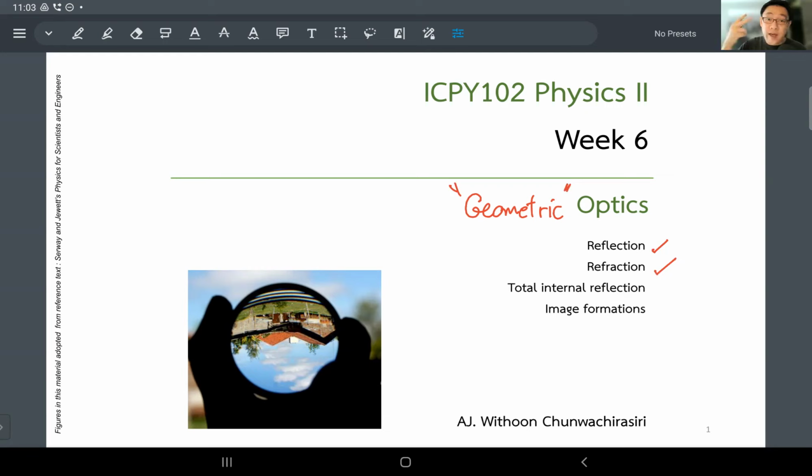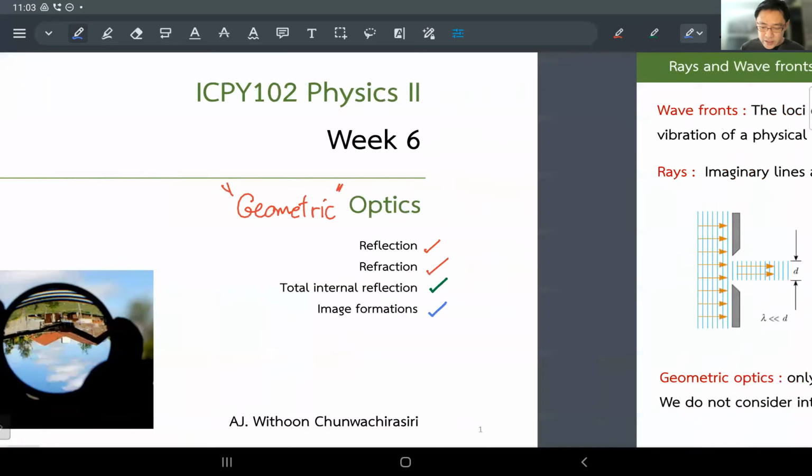Now we're going to look at the other two properties of waves. One is reflection, which you are sort of familiar with already. Another one that is very crucial today is refraction. We will see what that is. Eventually this will lead you to a very important property of light, total internal reflection. Believe it or not, you use this every day. You'll see what it is. And next time we will talk about image formation. That will be the next lecture.